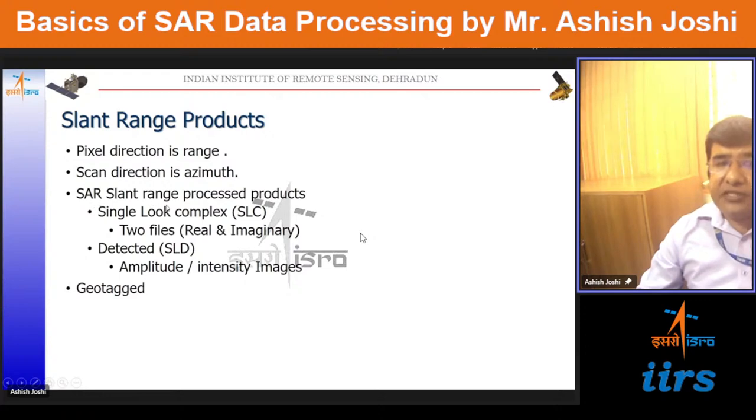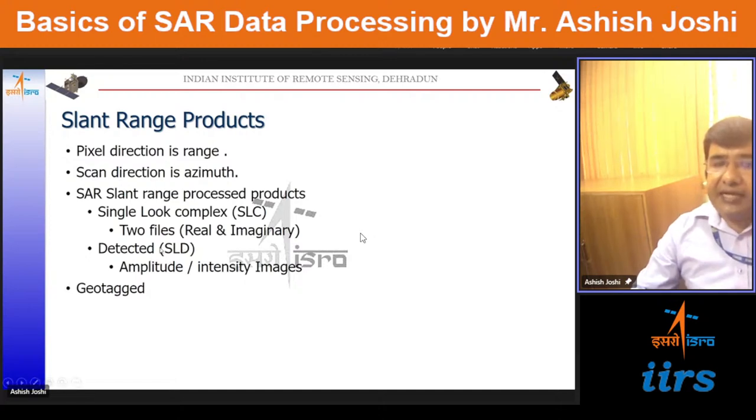In the slant range processed product, we have the single look complex files, which is called the SLC, where we have two files, real and imaginary. So if we have the SLC data, we can have two files: one is the real and the other the imaginary. This SLC data is very useful for different applications like polarimetry and interferometric applications, because from the SLC data we can get the phase information. So it is very useful in polarimetric and interferometric applications.